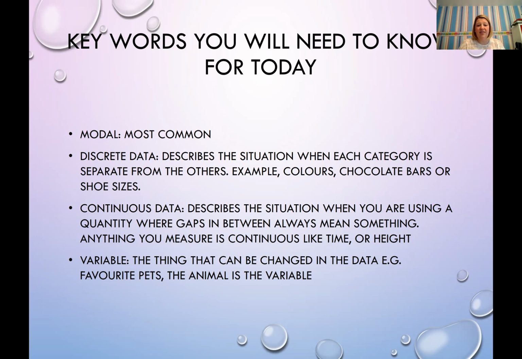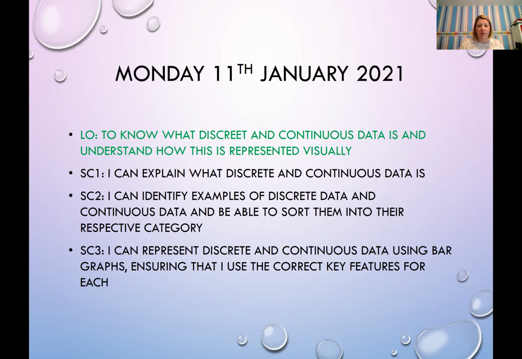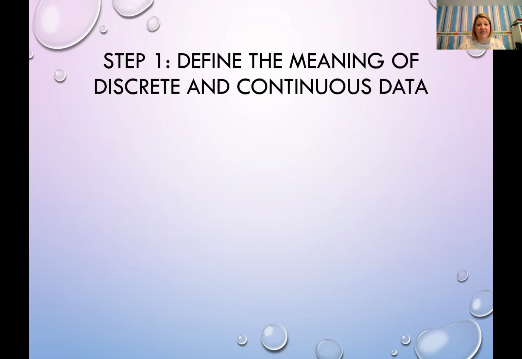And variable is the thing that can be changed in the data. For example, for favourite pets, the animal is the variable. Okay, so usually we're always going to be looking at a particular item or asking people a question, and the thing that we're collecting data about, whether it be the height of a plant or the type of vegetables we find in the shop, whatever it is, that's the data that we're collecting, that's the variable. Like the favourite pets, for example. So we've been through our learning objective and our success criteria for today.